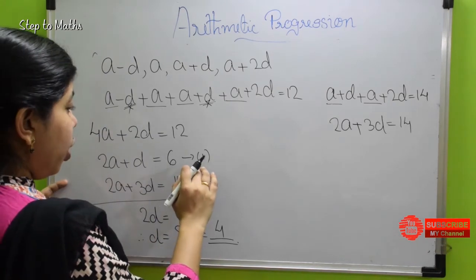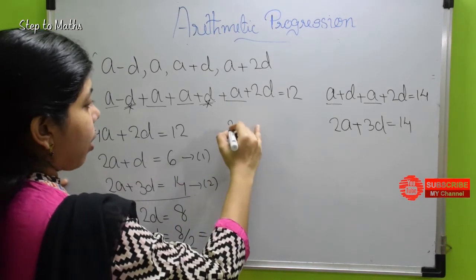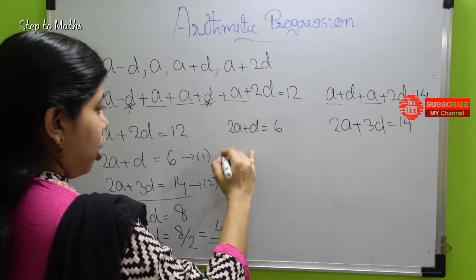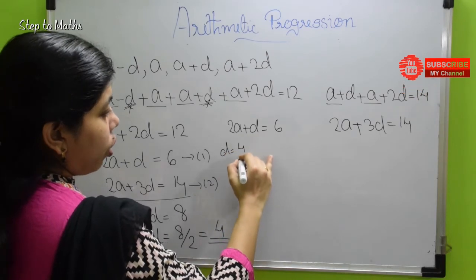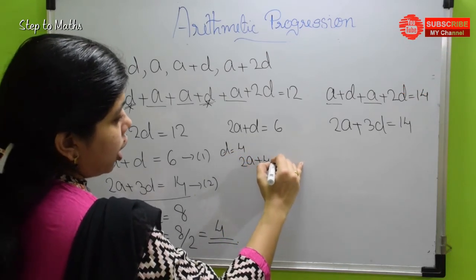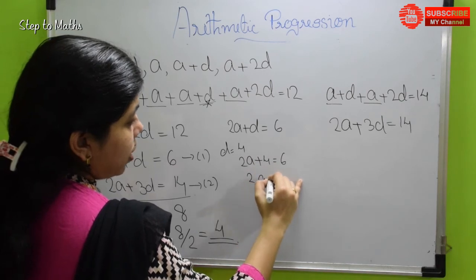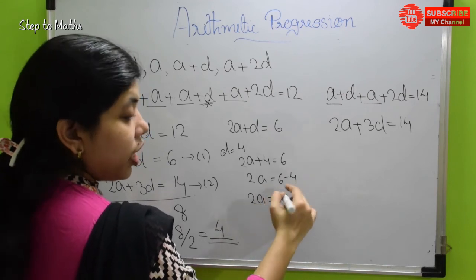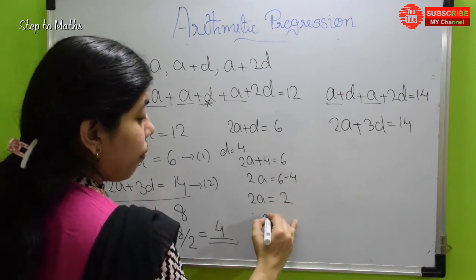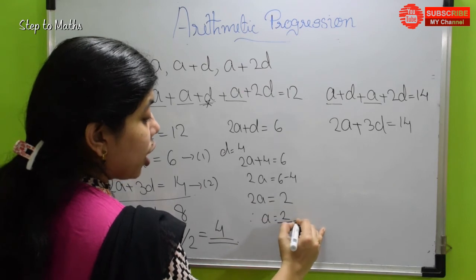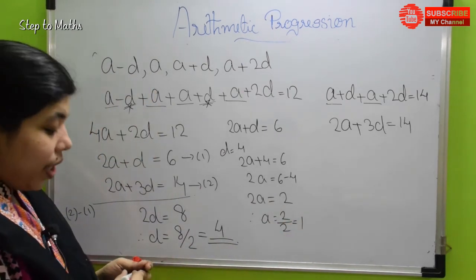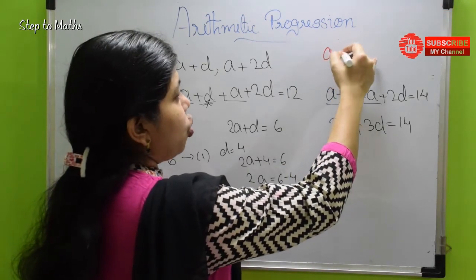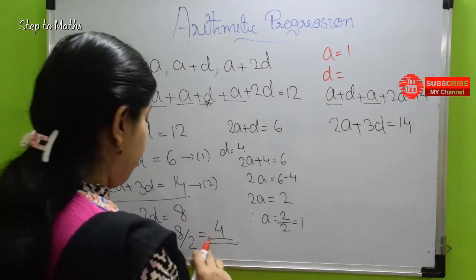Now substitute in equation 1, 2A plus D is equal to 6. If D is equal to 4, 2A plus 4 is equal to 6, 2A is equal to 6 minus 4, which is 2, therefore the value of A is 2 upon 2 is equal to 1. We get the value of A is equal to 1 and D is equal to 4.